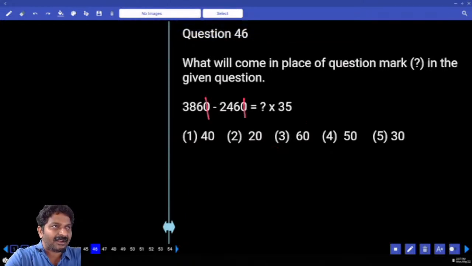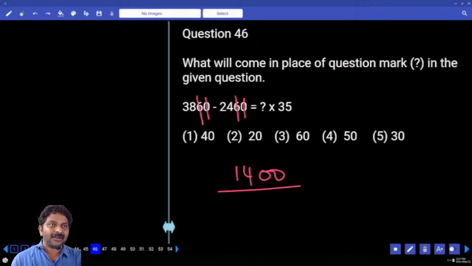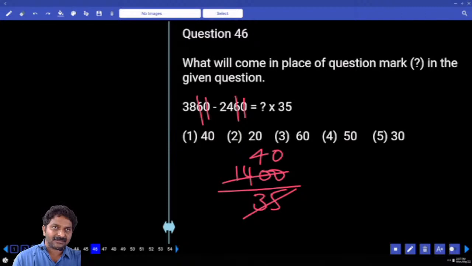One zero is there already. 6 minus 6. That means 2 zeros we have. 38 minus 24 is equal to x into 35. Then x is equal to that divided by 35. 4 times and then a 0. Right.